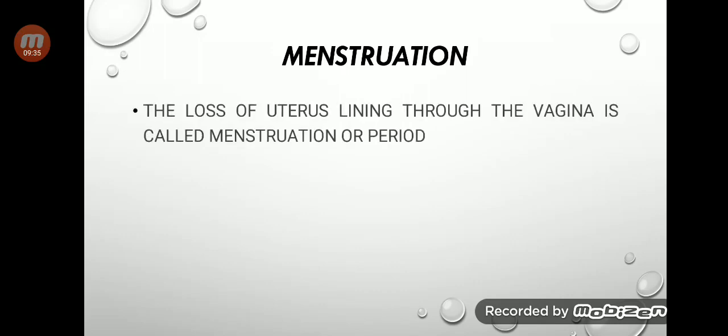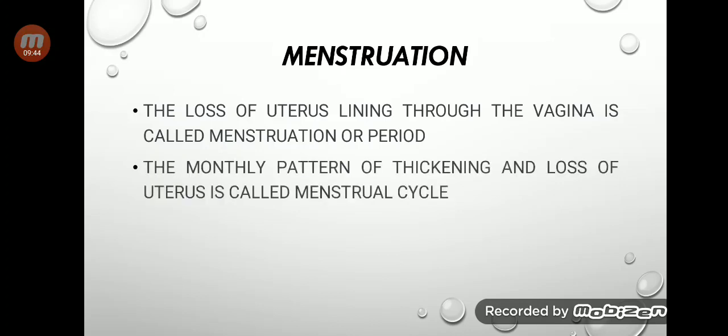So now, what is menstruation? The loss of uterus lining through the vagina is called menstruation or period. And what is the menstrual cycle? The monthly pattern of thickening and loss of the uterus lining is called the menstrual cycle. Why cycle? Because it repeats every month. So there is a difference between menstruation and the menstrual cycle. Menstruation is a process in which the uterus lining breaks down, and this process happens every month. That's why we call it the menstrual cycle.